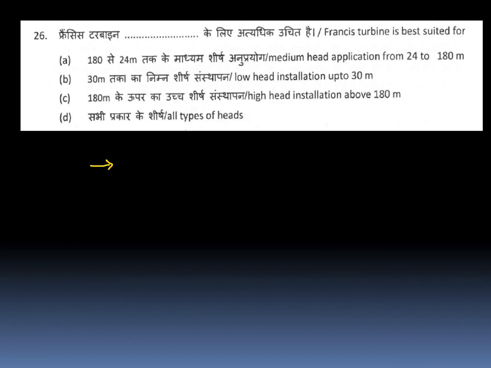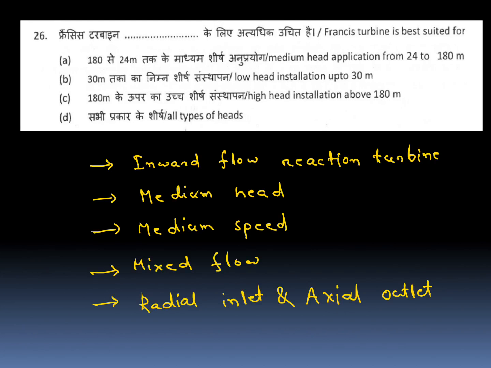Question: Francis turbine is best suited for what? We know the Francis turbine is an inward flow reaction turbine, medium head, medium speed, and a mixed flow turbine, radial at inlet and axial at outlet. So medium head application, A is your answer. For low head we use the Kaplan turbine, and for high head we use the Pelton wheel. So A is your answer.